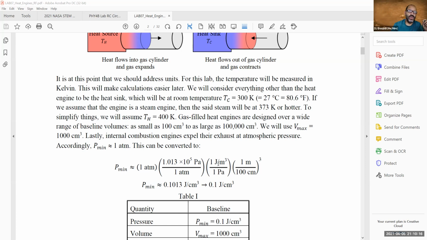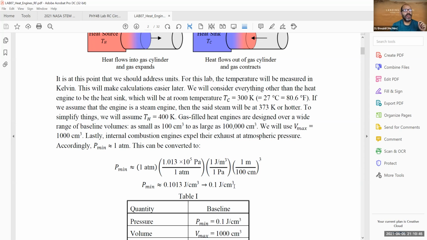And a Pascal is actually Newton per meter squared, force per unit area. If you multiply force by meter, it's going to be energy in joules. So it's joules divided by an area times meter, which is meter cubed. So if you do this conversion, convert the meter to a centimeter, you're going to find that another convenient unit for the pressure is going to be joules per cubic centimeter. So this is the number that we're going to be operating with.